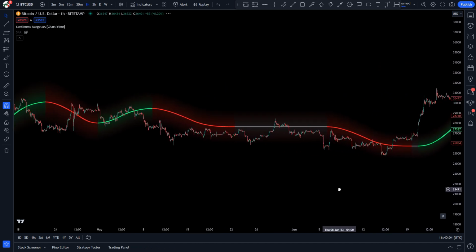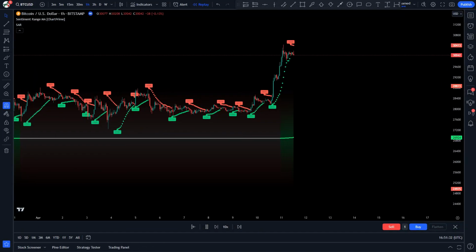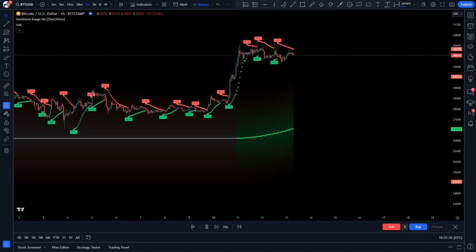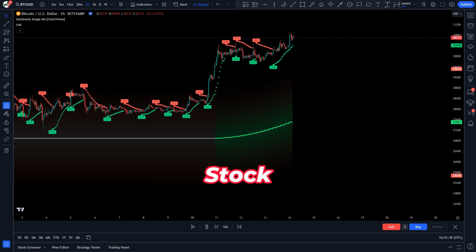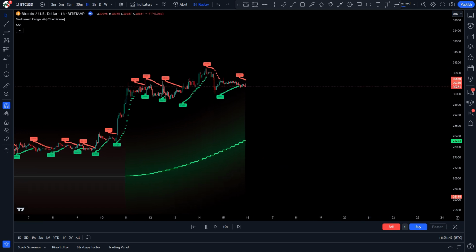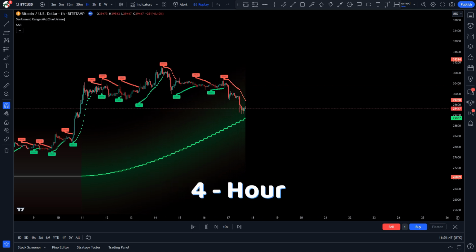In this easy-to-follow tutorial, I will teach you how to use this indicator correctly, as well as give you a full trading strategy with it. That is guaranteed to make you a consistent profit. It's worth mentioning that this technical analysis tool can be used for trading cryptocurrencies, stocks, futures, and forex pairs. The most optimal time frames for this indicator are 5 minutes, 15 minutes, 1 hour, and 4 hours.